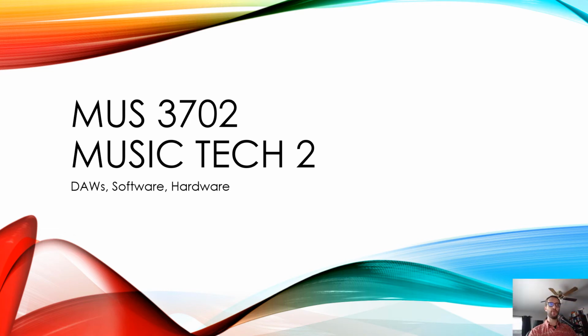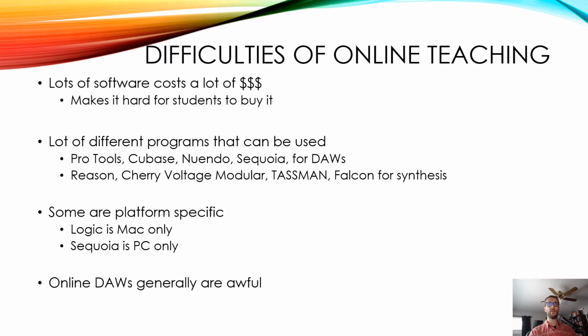Hello! So in this video, we're going to talk a little bit about the DAWs, other software, and hardware that we're going to be using in MUS 3702. Because we're teaching all of this online, it's a little difficult. There is a lot of software and a lot of it costs a serious ton of cash, which makes it hard for people to buy.